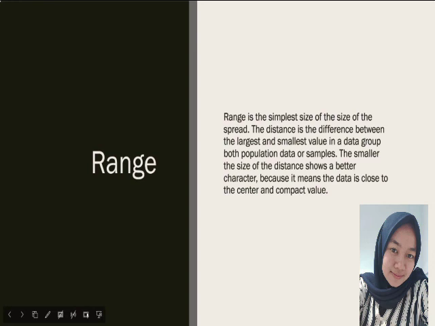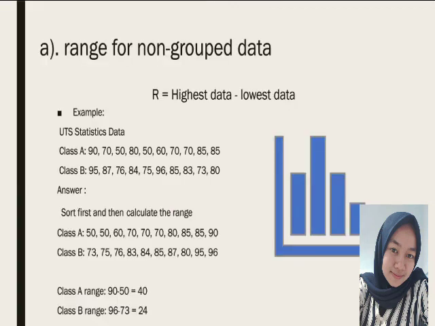Range is the simplest measure of spread. The range is the difference between the largest and smallest value in a data group, whether population data or samples. A smaller range shows better consistency because it means the data is close to the center and compact in value.